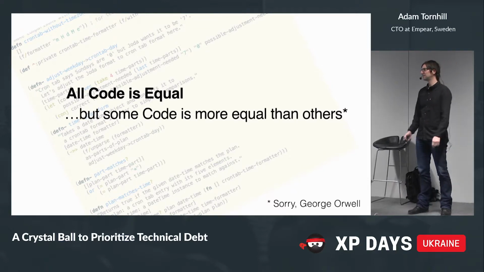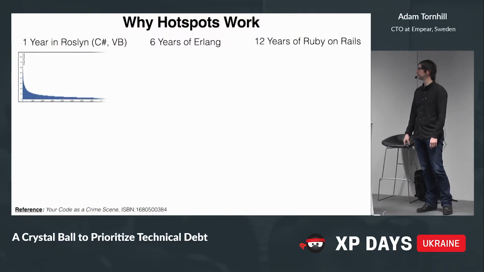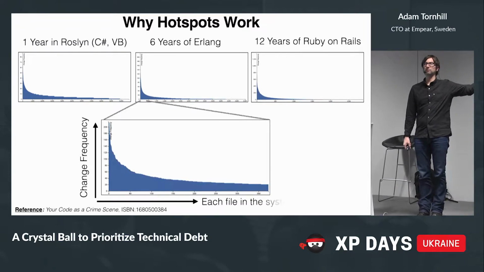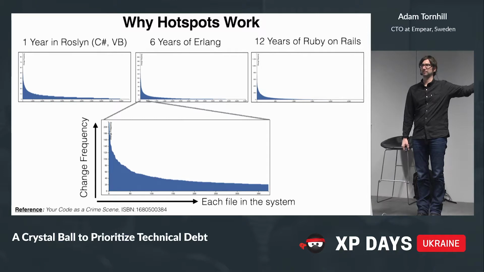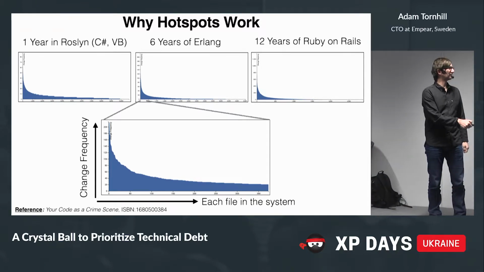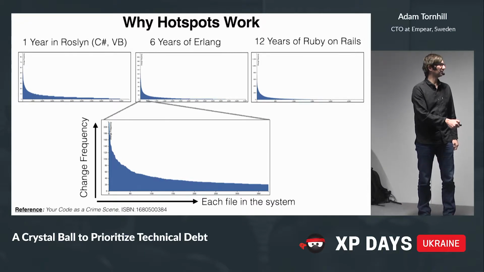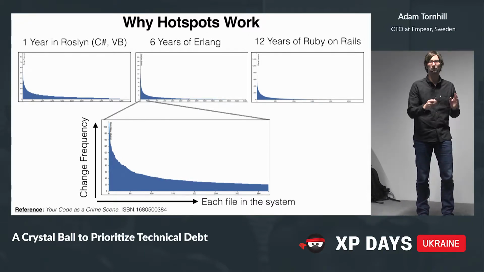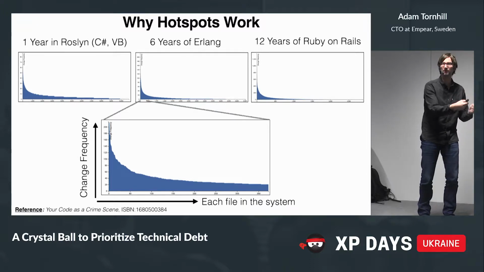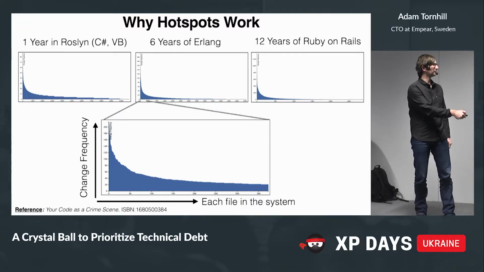Now, what do I mean about this? Well, let's have a look at this graph here. What you see now are 3 graphs that all show the same kind of data. So let me walk you through this. First of all, you see the x-axis here. It shows each file in the system, and those files are sorted according to the change frequency. That is, how many commits have you done to each file. And the number of commits is what you see here on the y-axis.